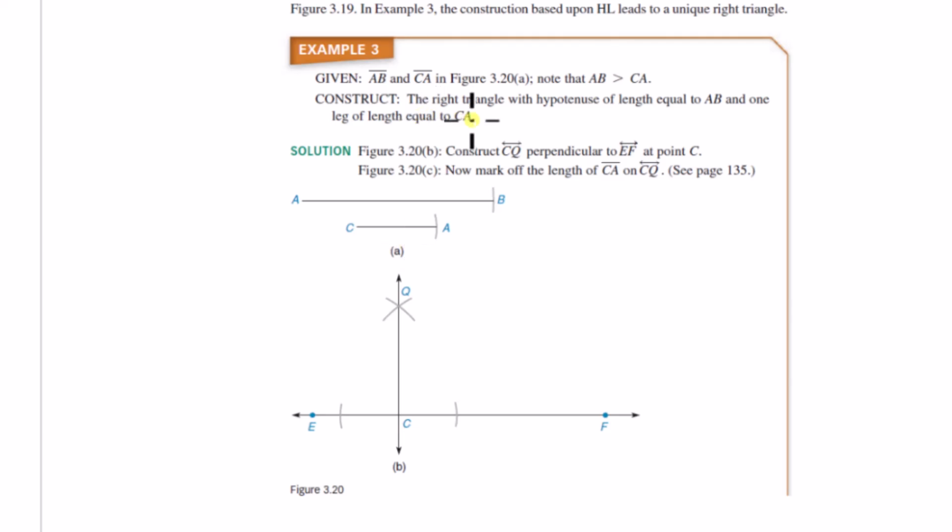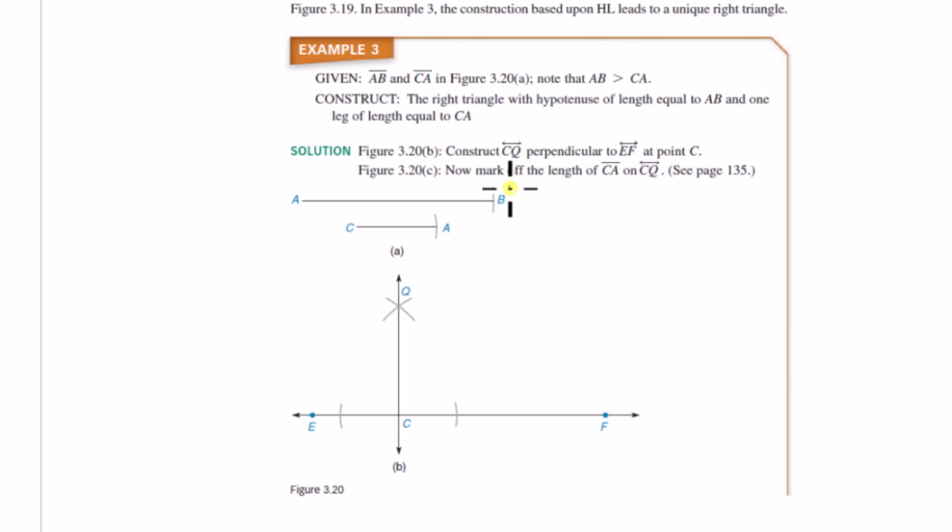It says construct the right triangle with hypotenuse of length equal to AB and one of the legs equal to CA. So based on the HL theorem, since these lengths are fixed, we can only construct one triangle with these two legs. The third side length, the second leg, can be whatever length we want.